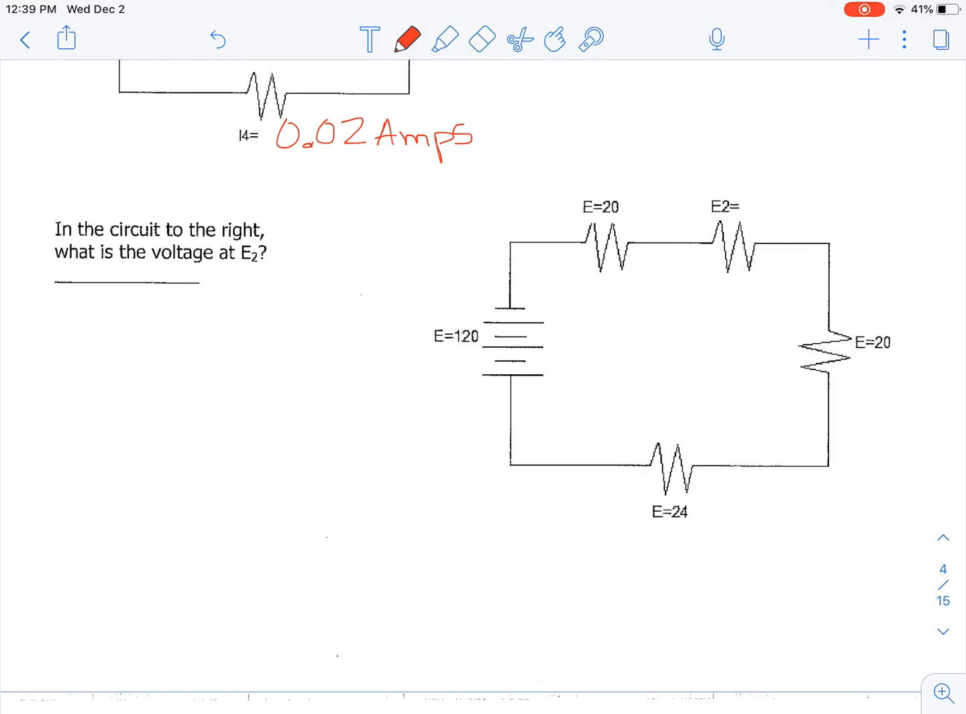Our next example is talking about voltage, and if we look back at our rules for the series circuit, voltage will be the total again, so that if we have this as our total, and we know these 3 branches, we can find the missing branch by doing a subtraction. So 120 minus 24 minus 20 minus 20.